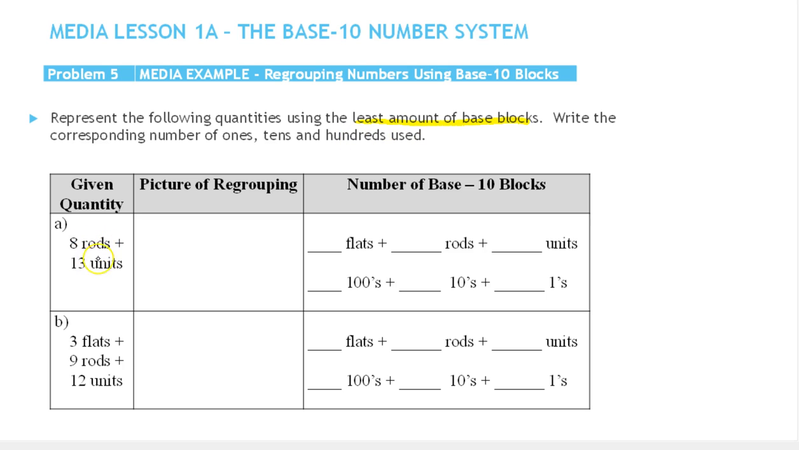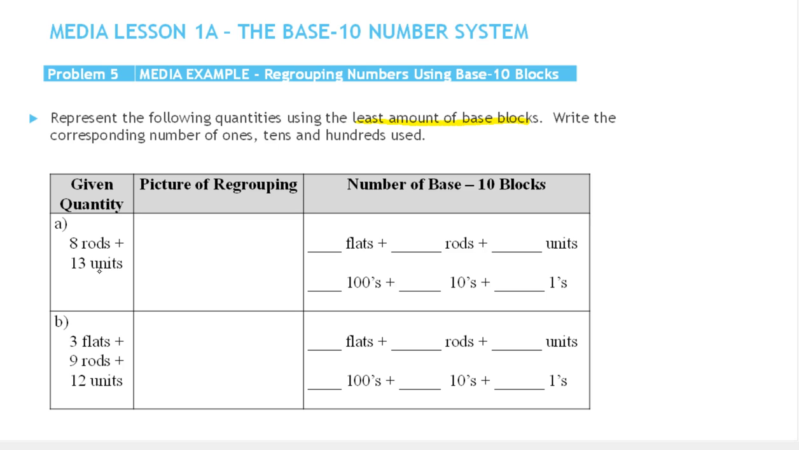So notice over here, we can already represent these numbers using base 10 blocks. So this amount we're given is 8 rods and 13 units, and that's a representation using base 10 blocks. But it's not the least amount of base 10 blocks. So one way to think of this, if you had 10 $1 bills, that would be equal or equivalent to one $10 bill.